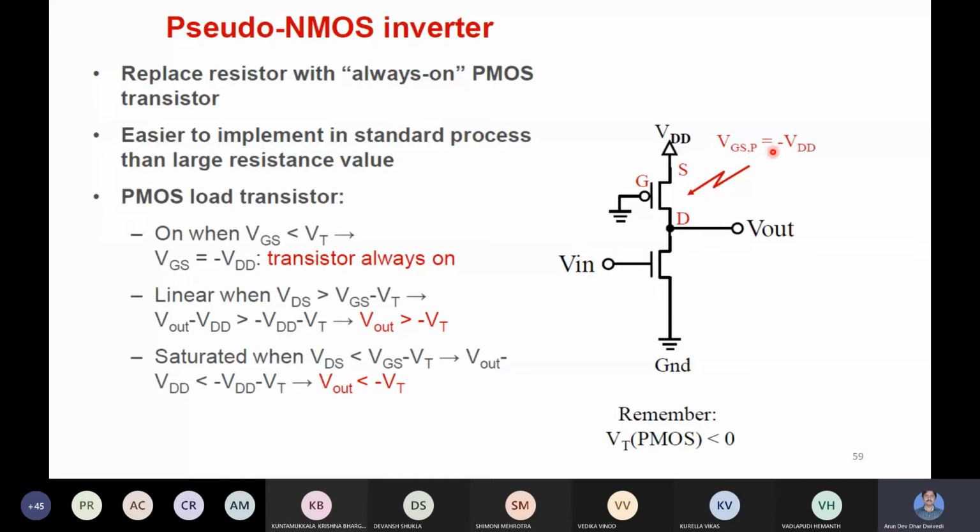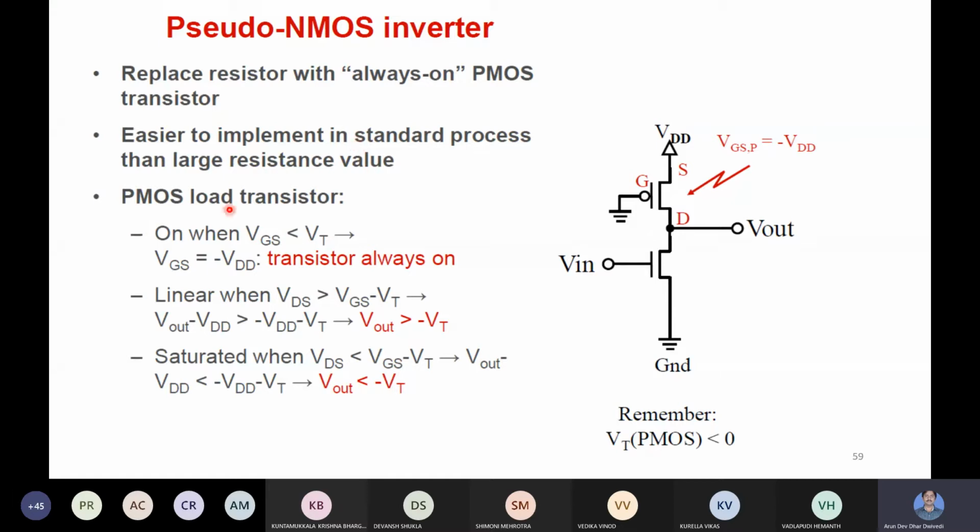So VGSP is always minus VDD. The gate to source voltage for the PMOS is always equal to minus VDD. It is getting a negative voltage equal to VDD, and it is always on. So this enhancement mode transistor is always on, and therefore it is acting as a load. So we can replace the resistor by an always on enhancement PMOS transistor. It is also possible and easier to implement in a standard CMOS process.